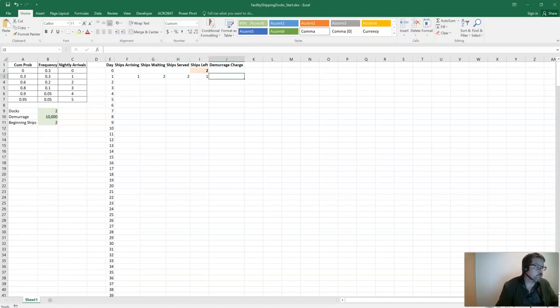And this charge, at the end of the day, is whatever's left times whatever the charge is for having something left. I don't worry about the charge here because this is considered the previous year. That's why it's day 0. This is starting the first day of the year. I'd already paid for those ships last year. And this is what I'm going to end up paying.